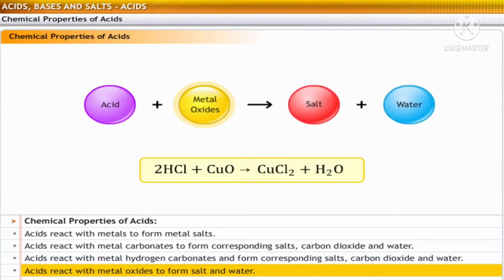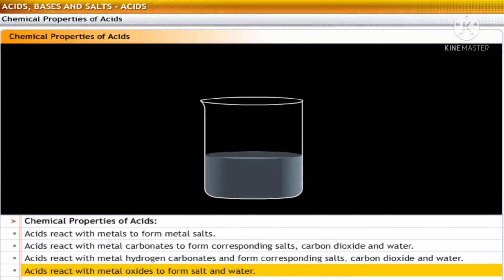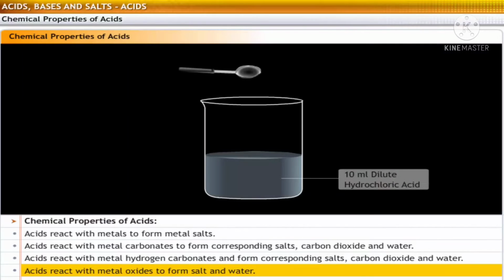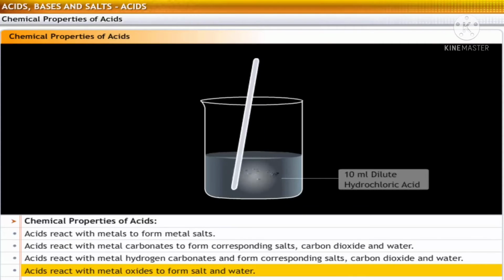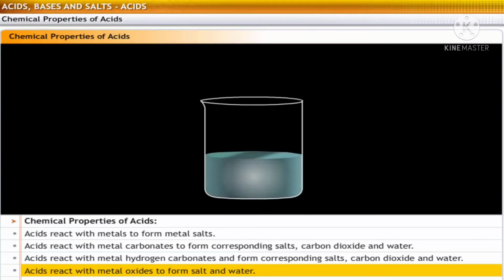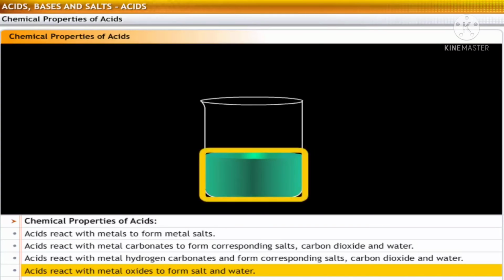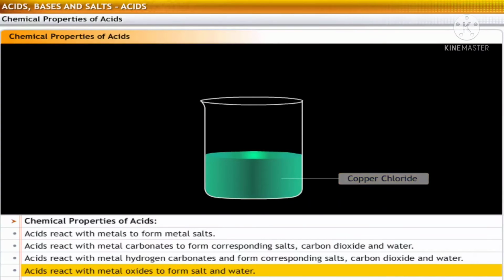Acids react with metal oxide to form salt and water. Let's conduct an experiment to prove this chemical property. Take 10 milliliter dilute hydrochloric acid in a beaker. Add 2 grams of copper oxide to the beaker. Stir the mixture continuously. You will find that the black copper oxide disappears and a blue-green solution is formed in its place. This blue-green solution is copper chloride.